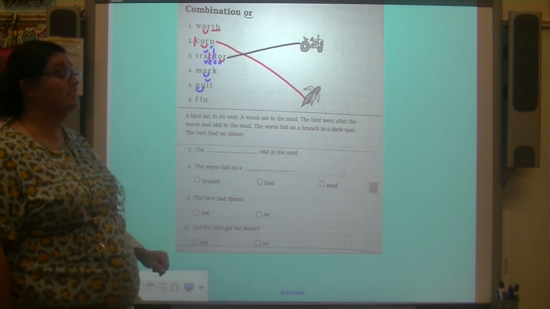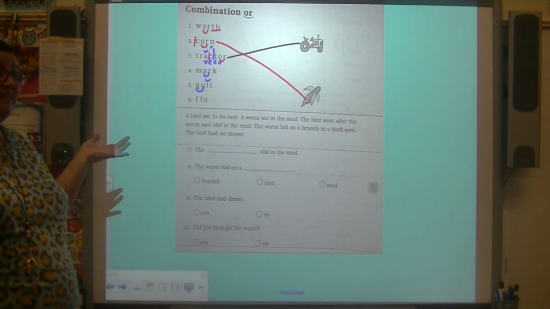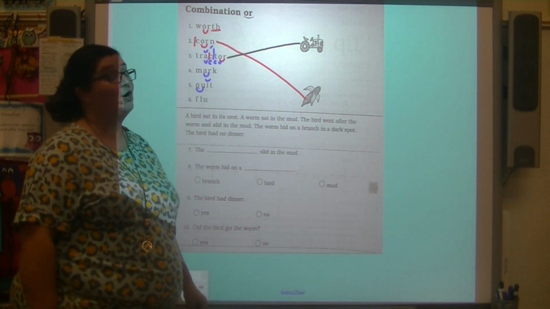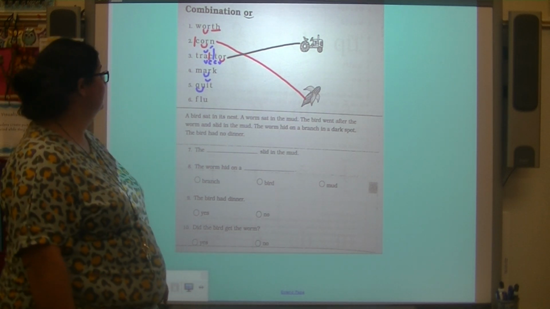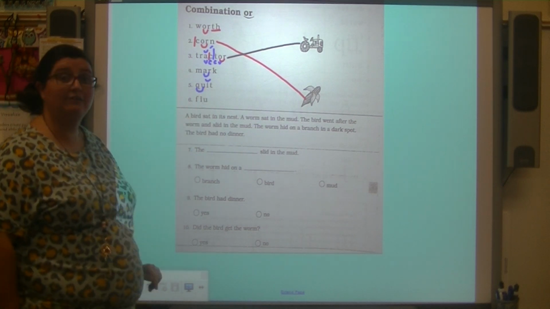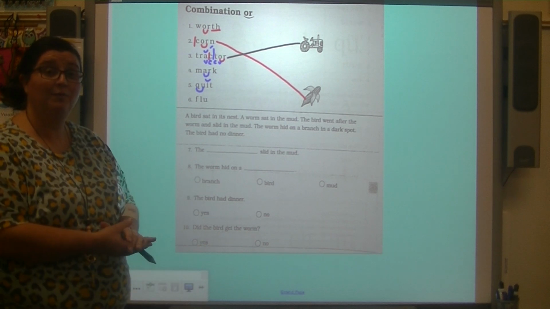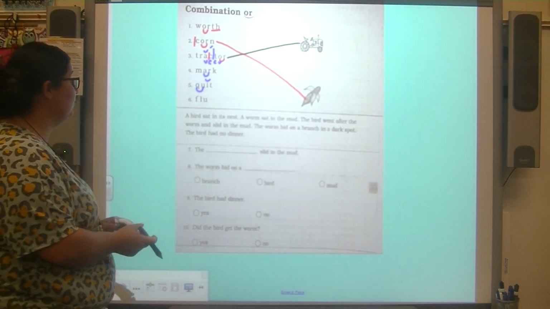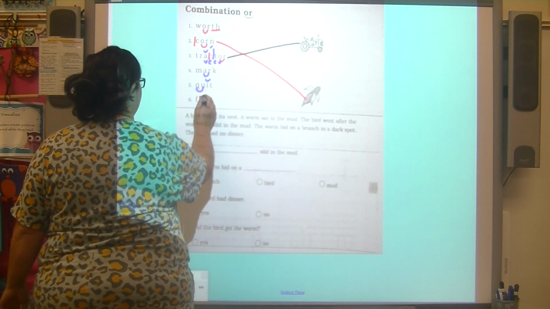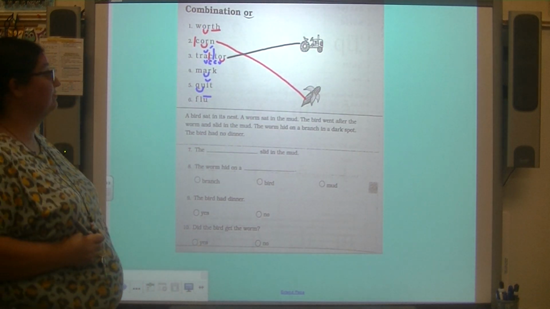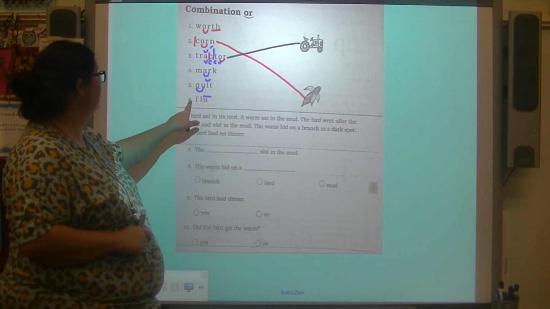All right. And number 6. Do we have a digraph or combination? No, we don't. All right. So we have a vowel followed by nothing. How do we code it? We code it with a macron. All right, so let's sound it out.